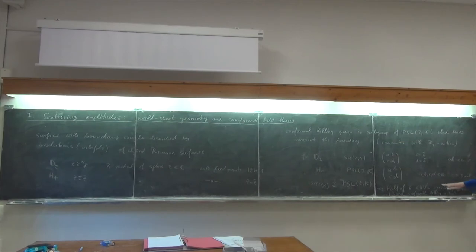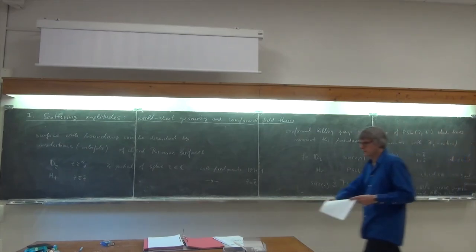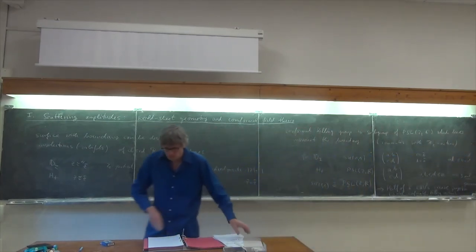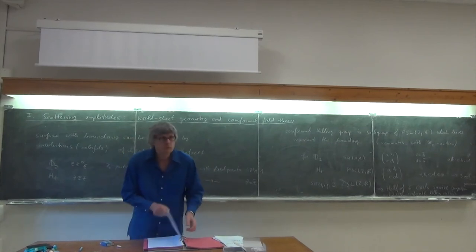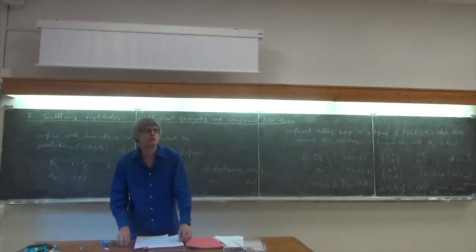Sorry, I wasn't writing. So half of the six conformal Killing vectors survive, which of course is three, and these are the residual Killing vectors. Are there questions to this?